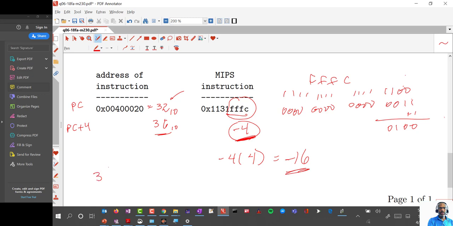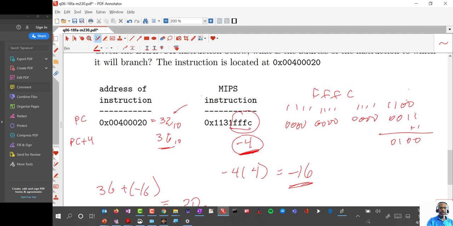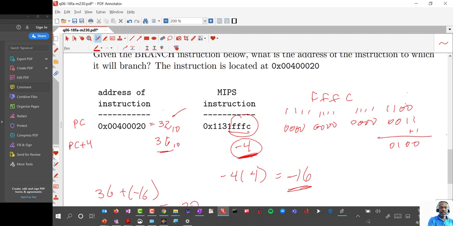So that's 36 plus a negative 16, which means that I'm branching to the instruction that's located at this address. And if I had written this out, let's say I don't want to do the math and it's short enough, since this goes up every 4 bytes, it would look something like this.